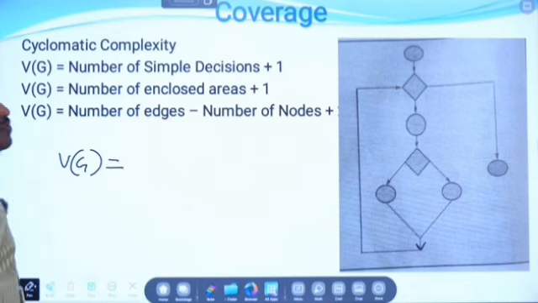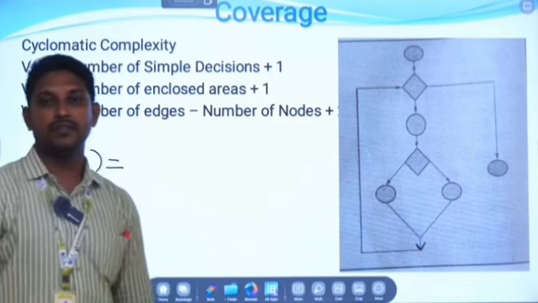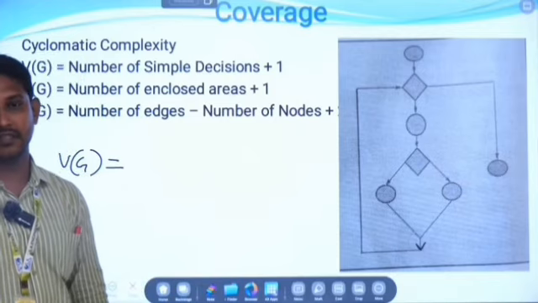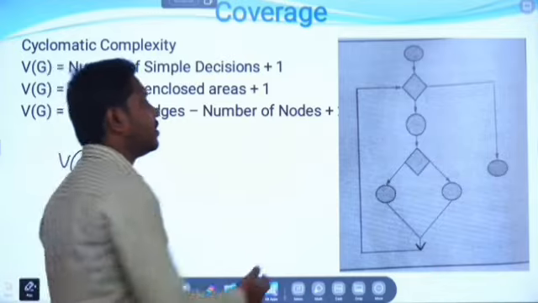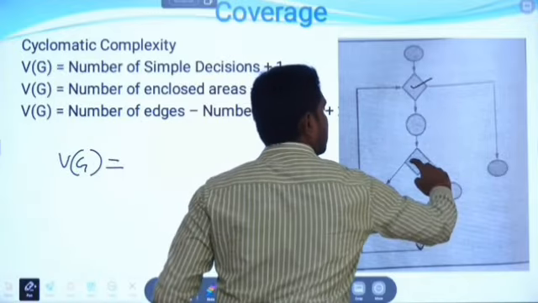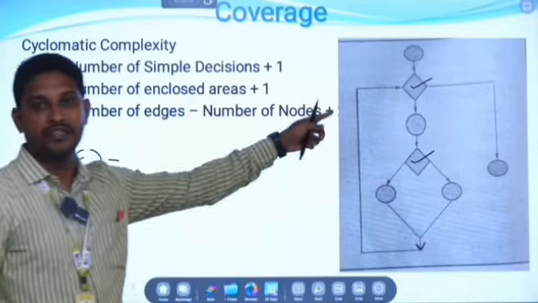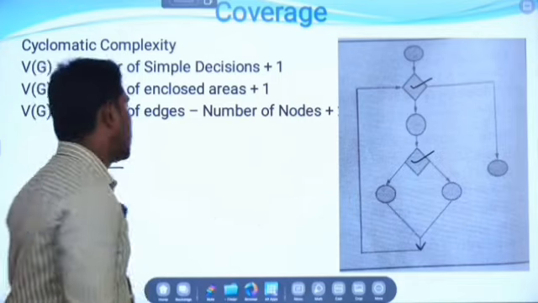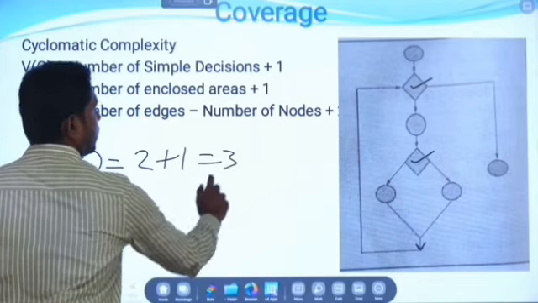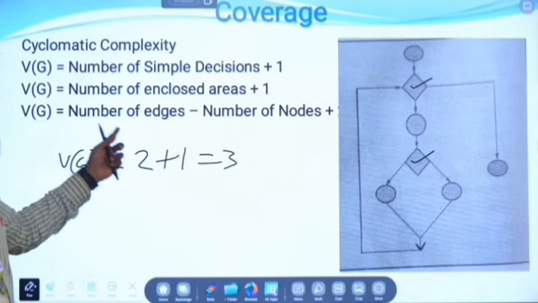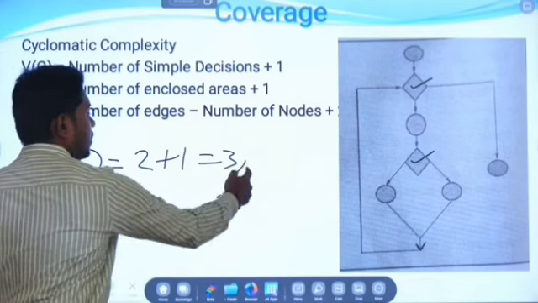Number of simple decisions plus 1. Number of simple decisions is the condition symbols. So in this given graph, how many condition symbols do we have? 1, 2. So totally 2 condition symbols, that is the decision symbol we have used. So 2 plus 1 is equal to 3. So according to the first formula, the V(G) value will be 3.